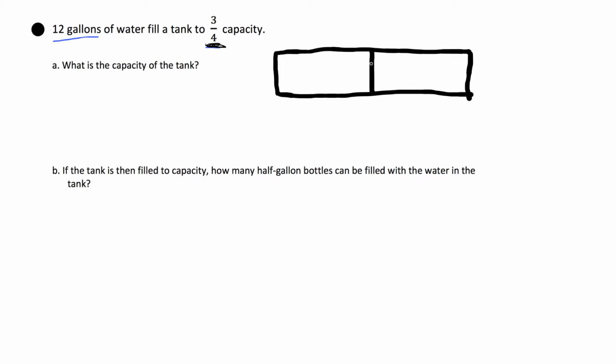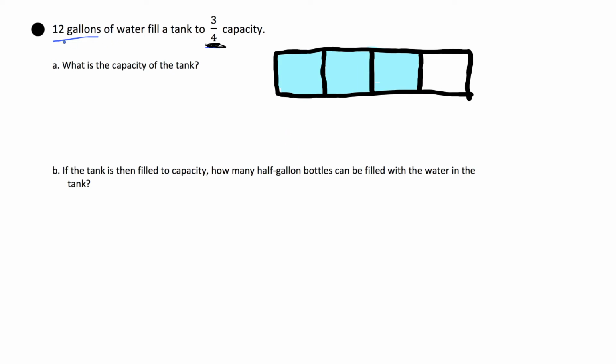It's an even number. The tank is now in halves, and if I draw another line down each half, I have myself fourths, 4 parts: 1, 2, 3, and 4. So this is my water tank. Now it says that 12 gallons of water has filled the tank to 3/4 capacity. So I'm going to fill in the 3/4 to model my water. There's my water in 3/4 of the tank.